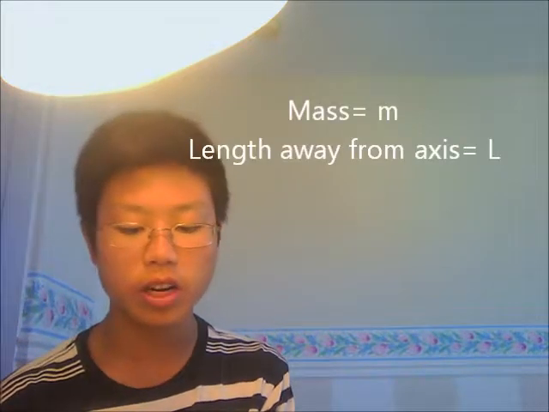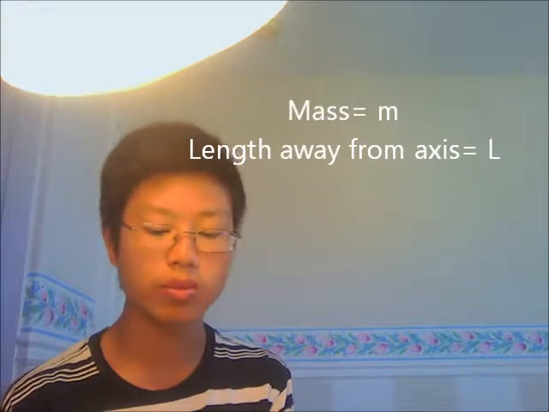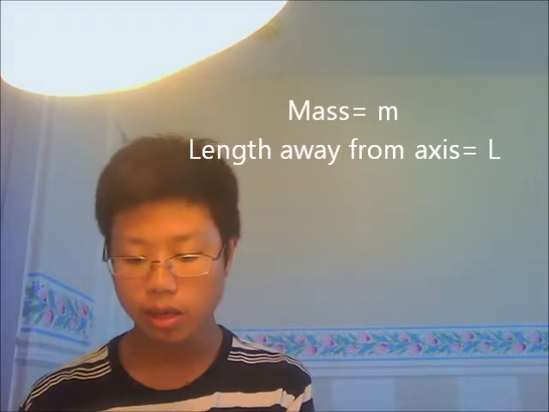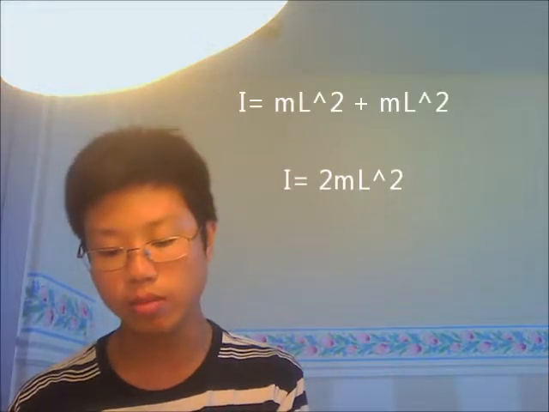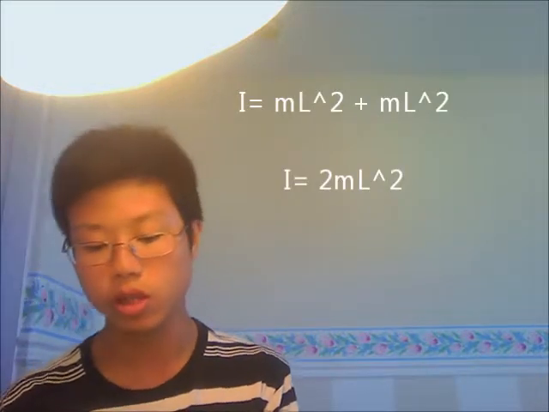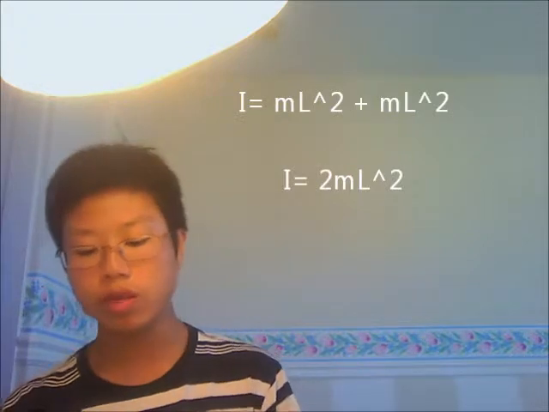So looking at our diagram, we see two blocks of mass m, and they're each a distance L away from the central axis. So we can just plug it into the equation and sum up mL squared plus mL squared. This will give us a total of 2mL squared.